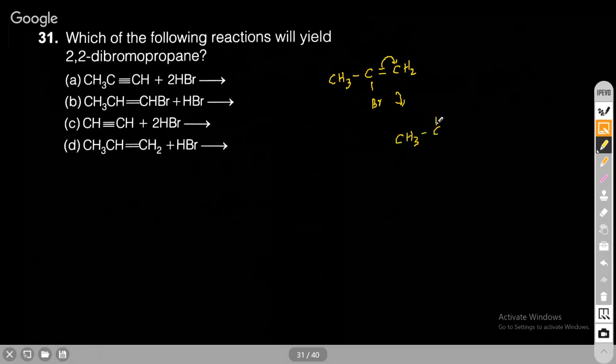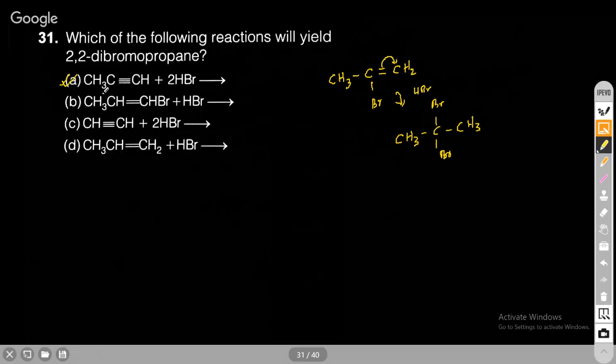So CH3 CBr2 CH3 with another HBr molecule. So it is 2,2-dibromopropane. Option A is correct. Similarly, you can cross check the other options.